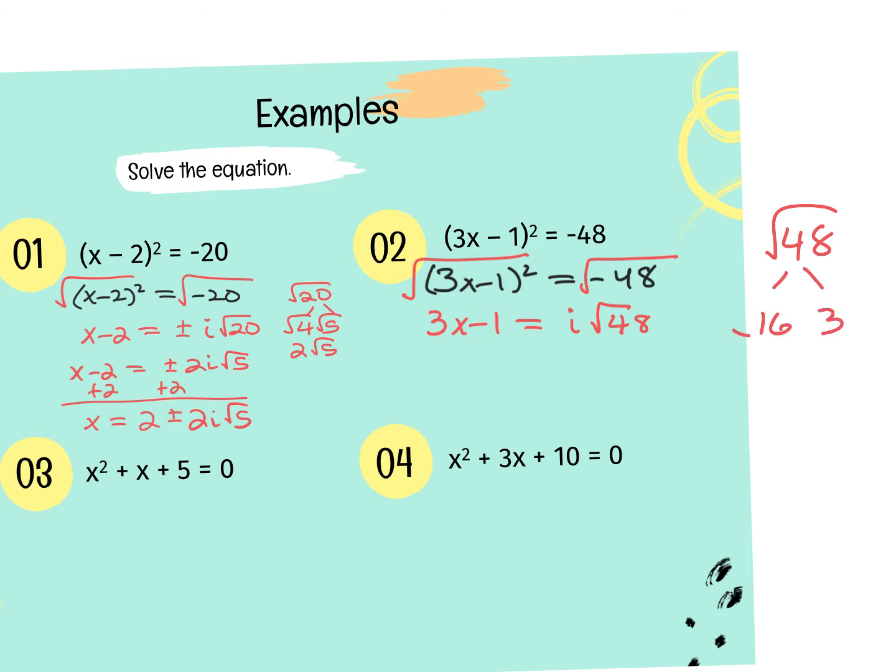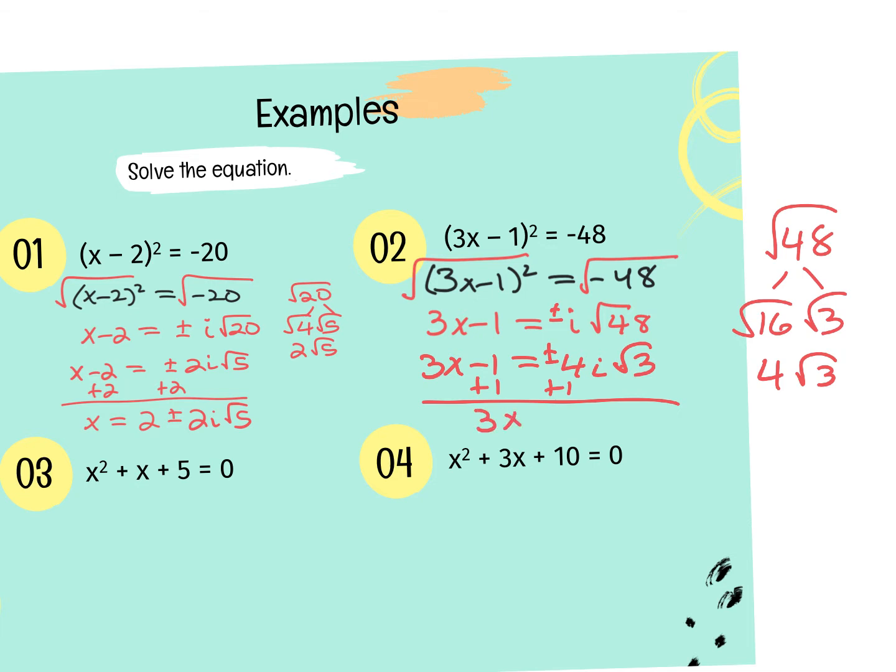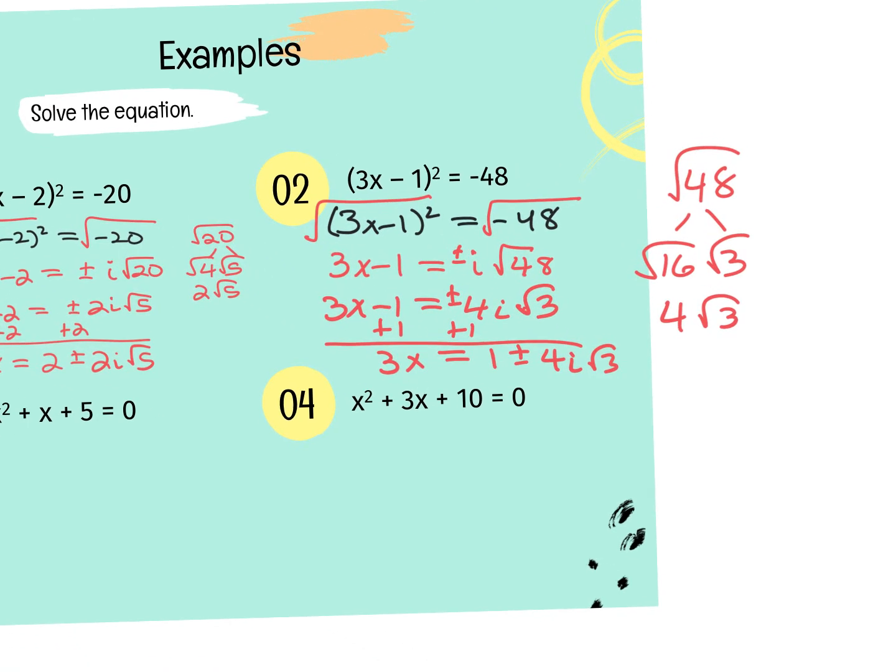I'm going to do 16 and 3. You could do 6 and 8, but you got to keep breaking it down. I always try to find the largest perfect square. So then I'm now left with 3x minus 1 equals plus or minus 4i radical 3. And then I'm going to add the 1. So then I'm left with 3x equals 1 plus or minus 4i radical 3. And now I need to divide both sides by 3. So my final answer to this one is going to be 1 plus or minus 4i square root of 3 over 3.